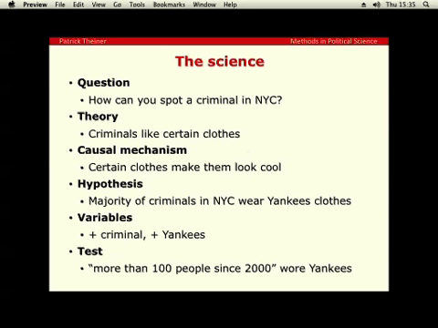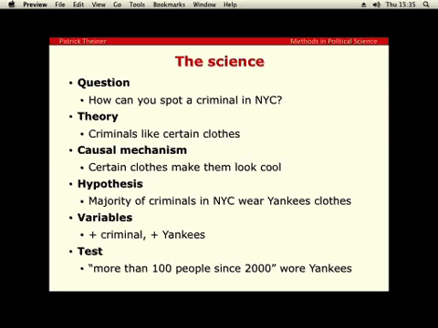So if we want to make a testable claim about this, a hypothesis, it would be: if that's all true, if criminals like certain clothes because they make them look tough, then certainly a majority of criminals should wear those clothes.